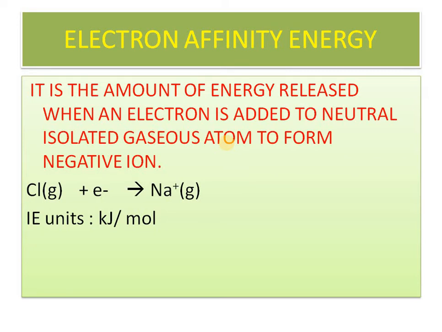So Cl2 you have to break, that will become Cl, and then Cl will be converted to gas state. Then only this thing will take place. So Cl plus electron gives rise to Cl negative. Sorry for that, so please this also you have to correct. Cl negative gas. Okay. So then ionization energy units are kilojoule per mole.